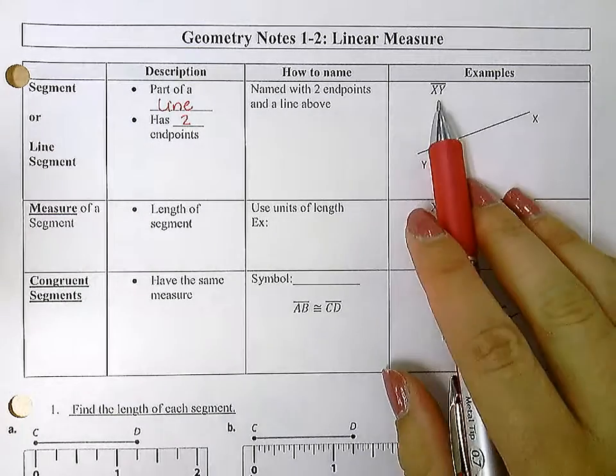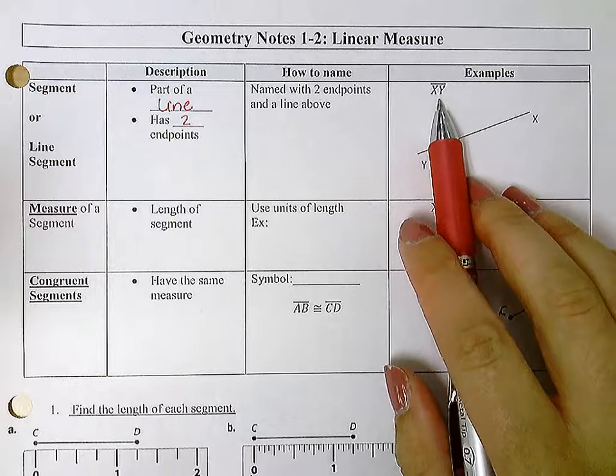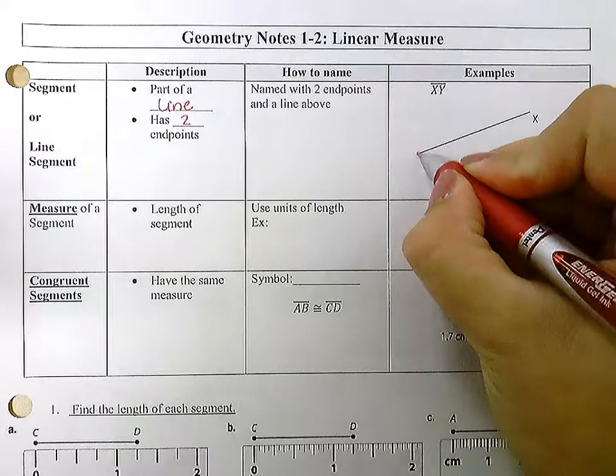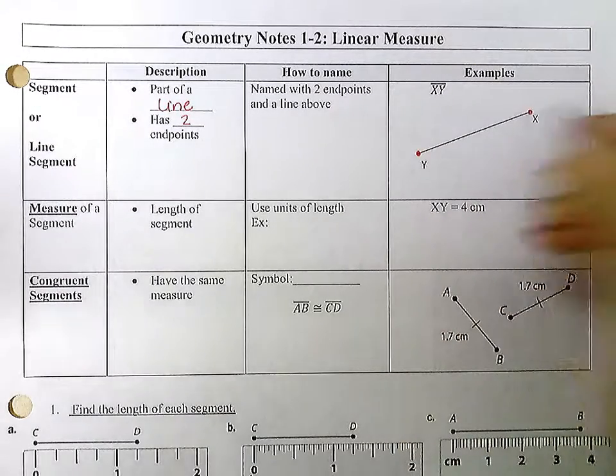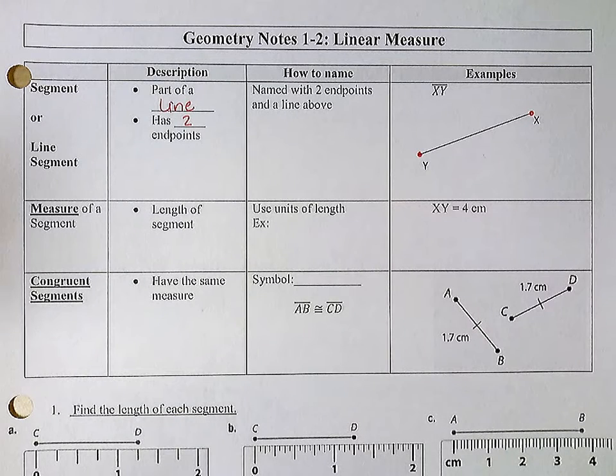So an example of that would be our line segment here, XY. We have our two endpoints, X and Y. You would use those two endpoints, and then with that line above, instead of the arrows at the end, you don't include the arrows because it is just a line segment. Questions on that?